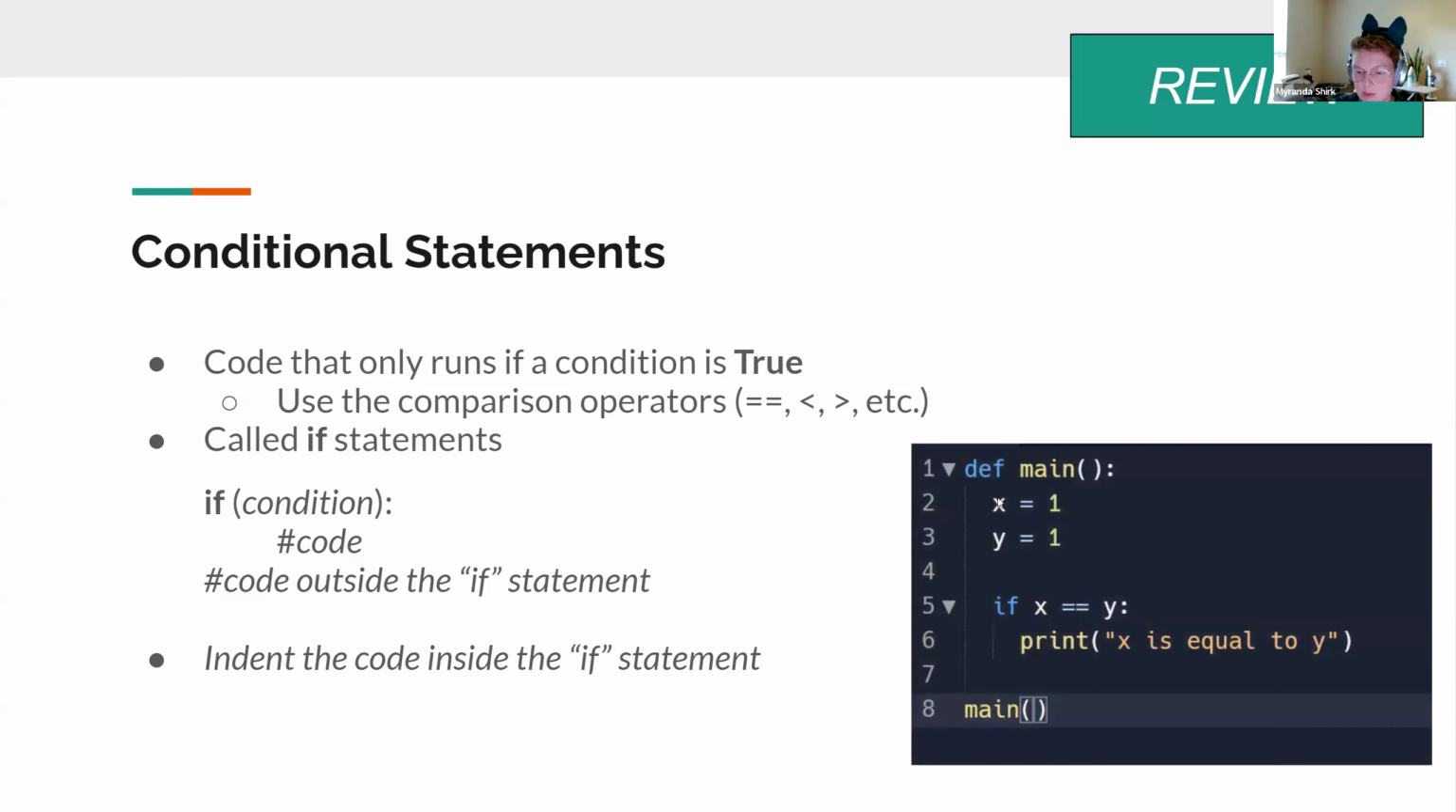So here's another example. We have x equals 1, y equals 1. Now my if statement says if x == y, print x is equal to y. Since these two are equal, it's going to say if x == y, yes it is, print x is equal to y. So this will print x is equal to y to our console.